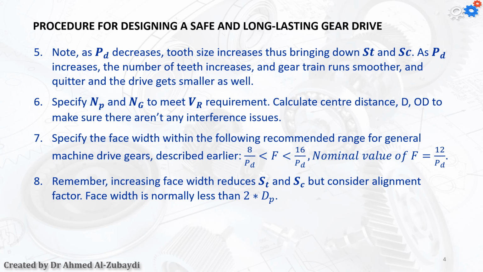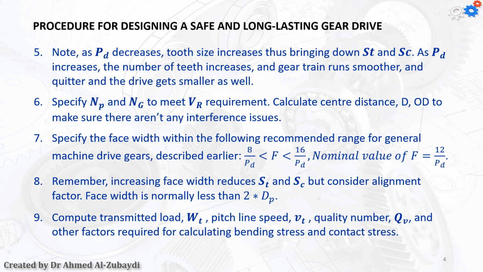Okay, so now we have two ways to find the value for the F. For the first one, the face width should be within the range of 8 divided by the PD from step number 1 and less than 16 divided by the PD. But in most cases, it should be less than 2 multiplied by the DP value. Step number 9, we can compute the transmitted load, or the WT, the pitch line speed, the VT, the quality number, the QV, and the other factors required for calculating the bending stress and the contact stress.